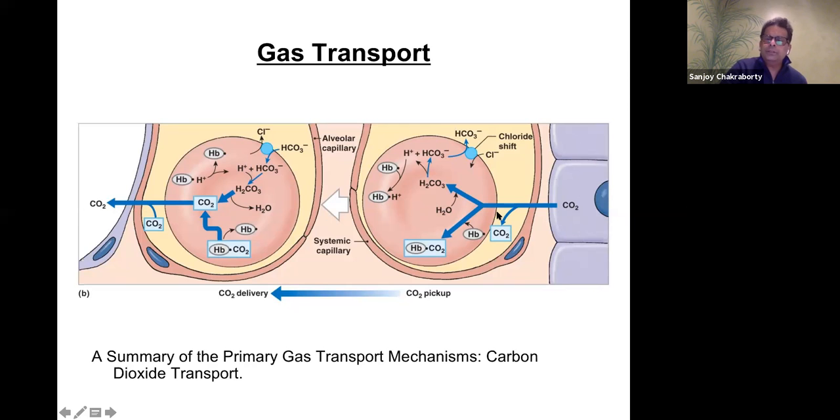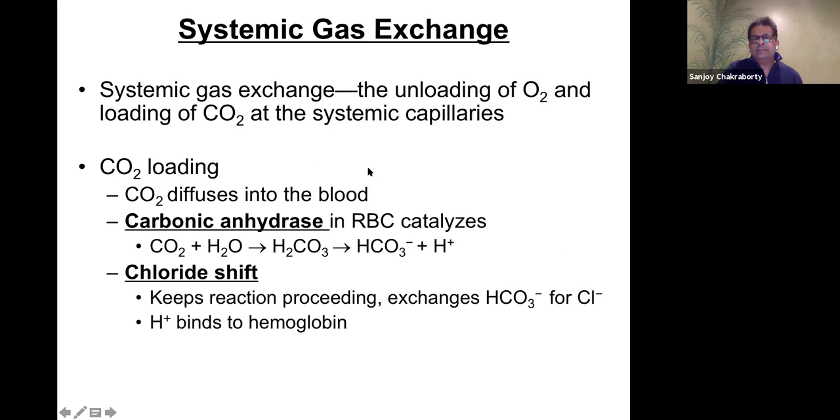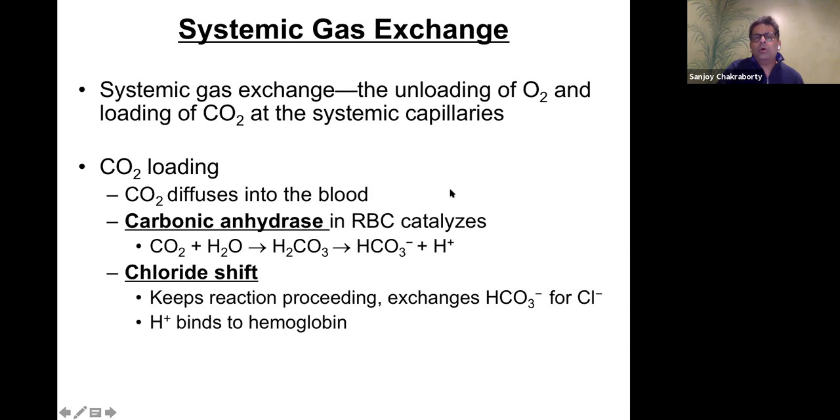So when they come from the tissue, these are the percentages you have to memorize. 7% dissolves in blood plasma, 23% binds with hemoglobin, called carbaminohemoglobin, and 70% reacts with water because they have the enzyme called carbonic anhydrase. When the carbon dioxide reacts with water, that enzyme produces carbonic acid. That's why it's called carbonic anhydrase, the enzyme in the RBC.